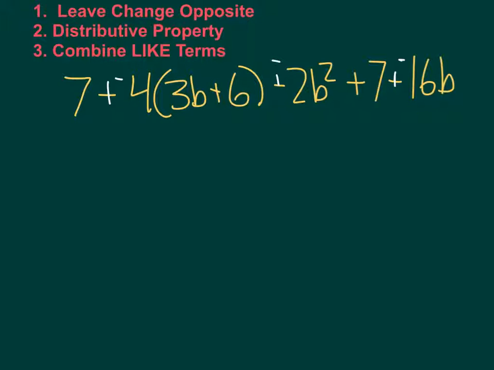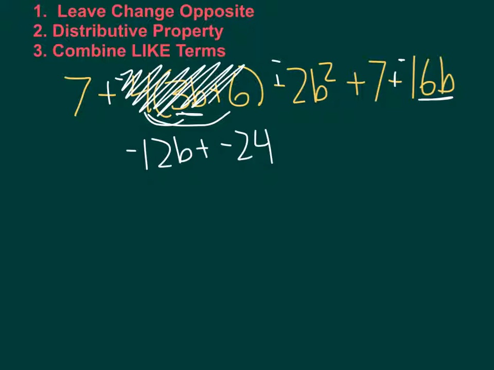Next thing I want to do is distributive property. These b's right here want to be over here with these b's, but they can't because they're in jail. I consider that parenthesis like a jail, so they're stuck in there for now. So we're going to bust them out with the distributive property. Negative 4 times 3b is negative 12b. Put the plus sign back in. Negative 4 times 6 is negative 24. So we just did our distributive property and busted those guys out of jail.